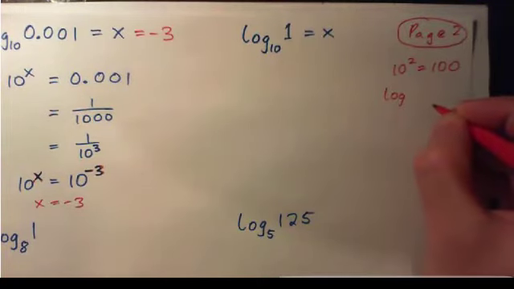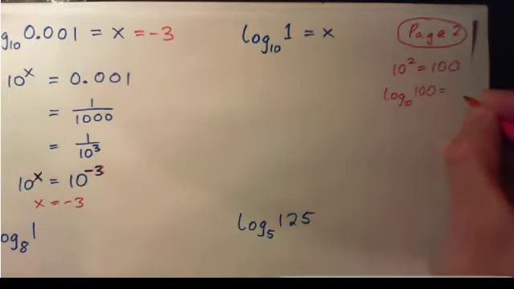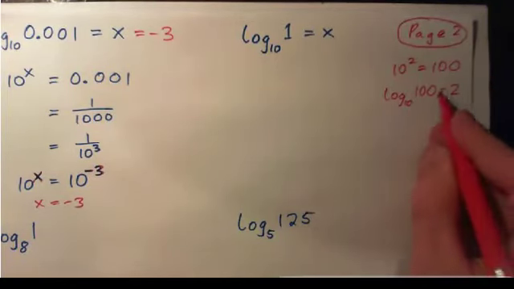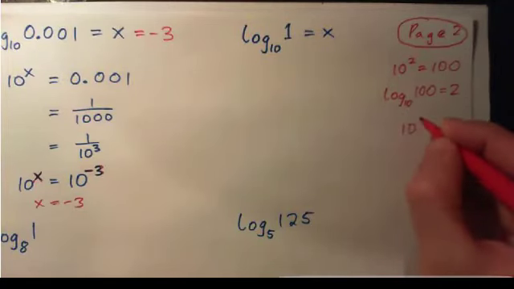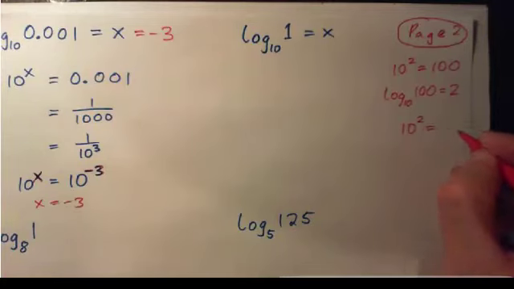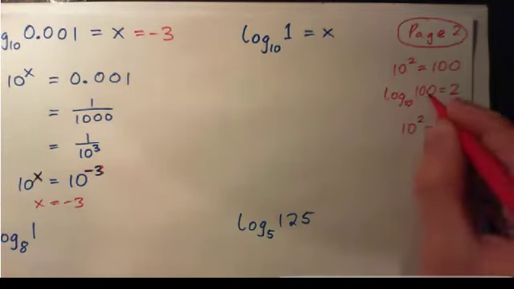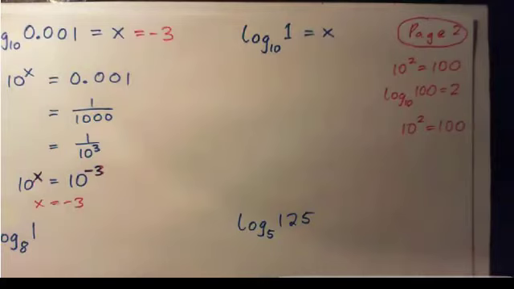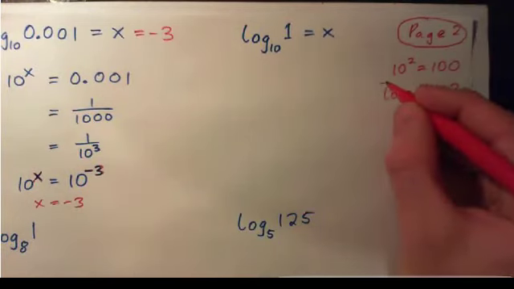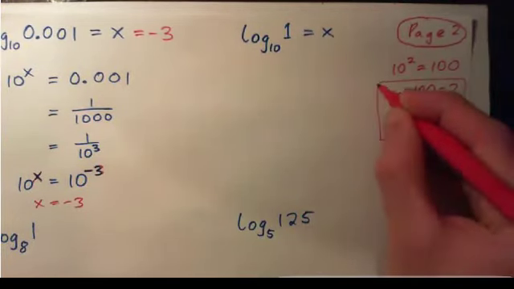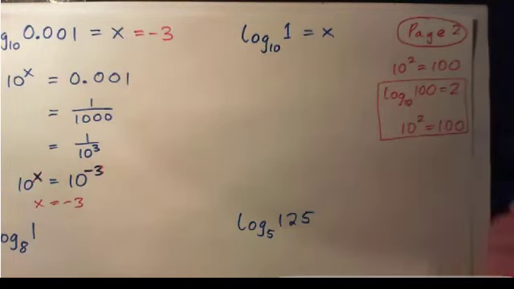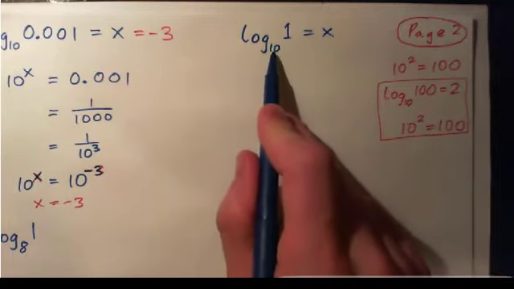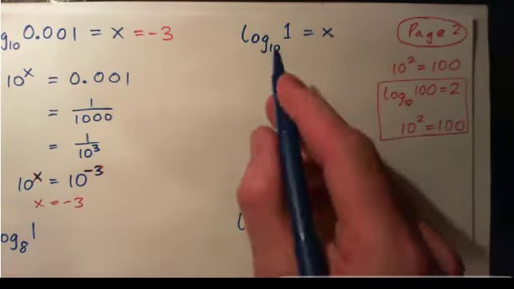Log base 10 of 100 equals 2. Now turn this back into an exponential equation. This number to the power of this number equals this number, right? So to go from a log equation to an exponent equation, we go this to the power of this equals this, right? So with this one, we just go this to the power of this equals this.